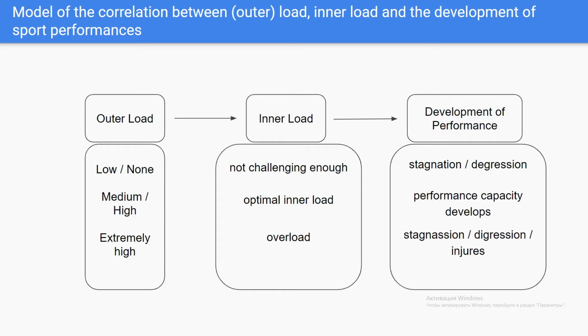This model of correlation on this slide shows us the case with sport athletes, because development of performance tells us that mostly it is linked with sport activity, but it's not necessarily only with them. This is a universal mechanism and could be applied to any activity that we have in our everyday life.